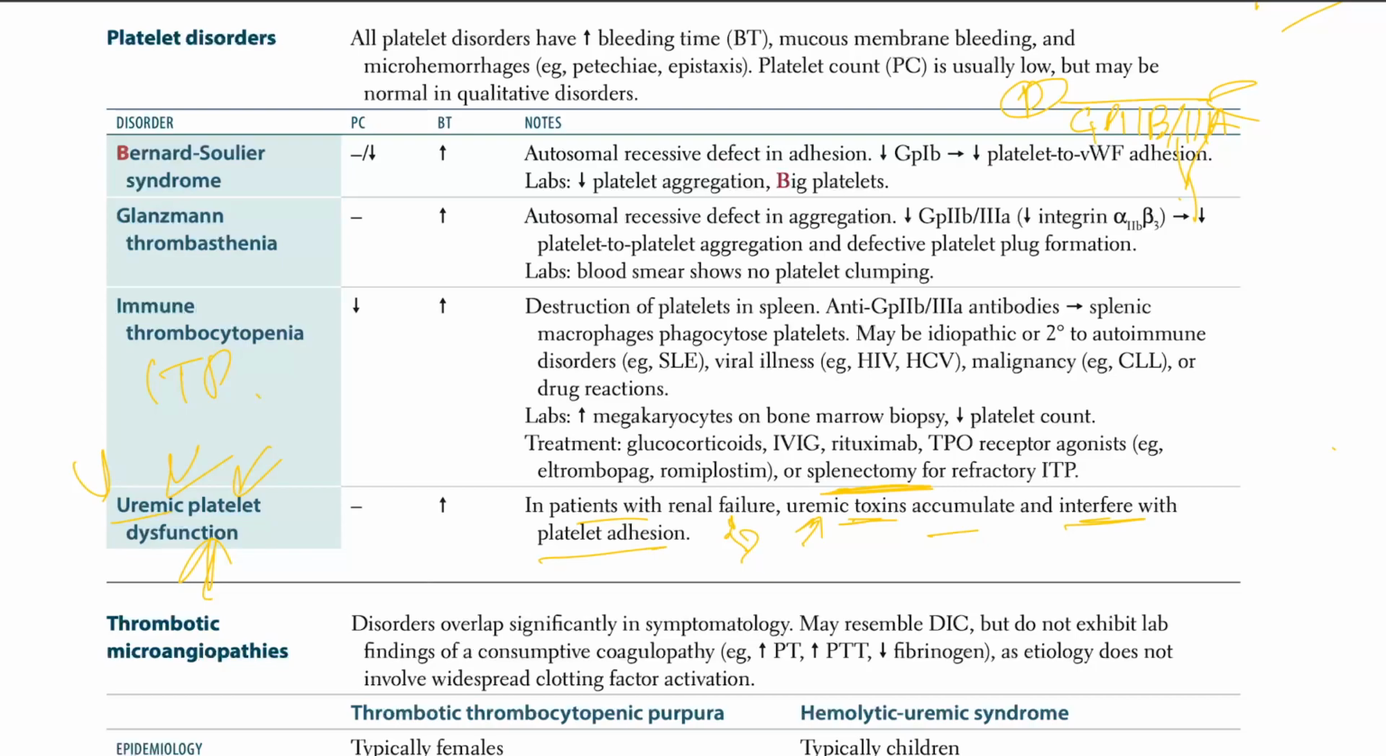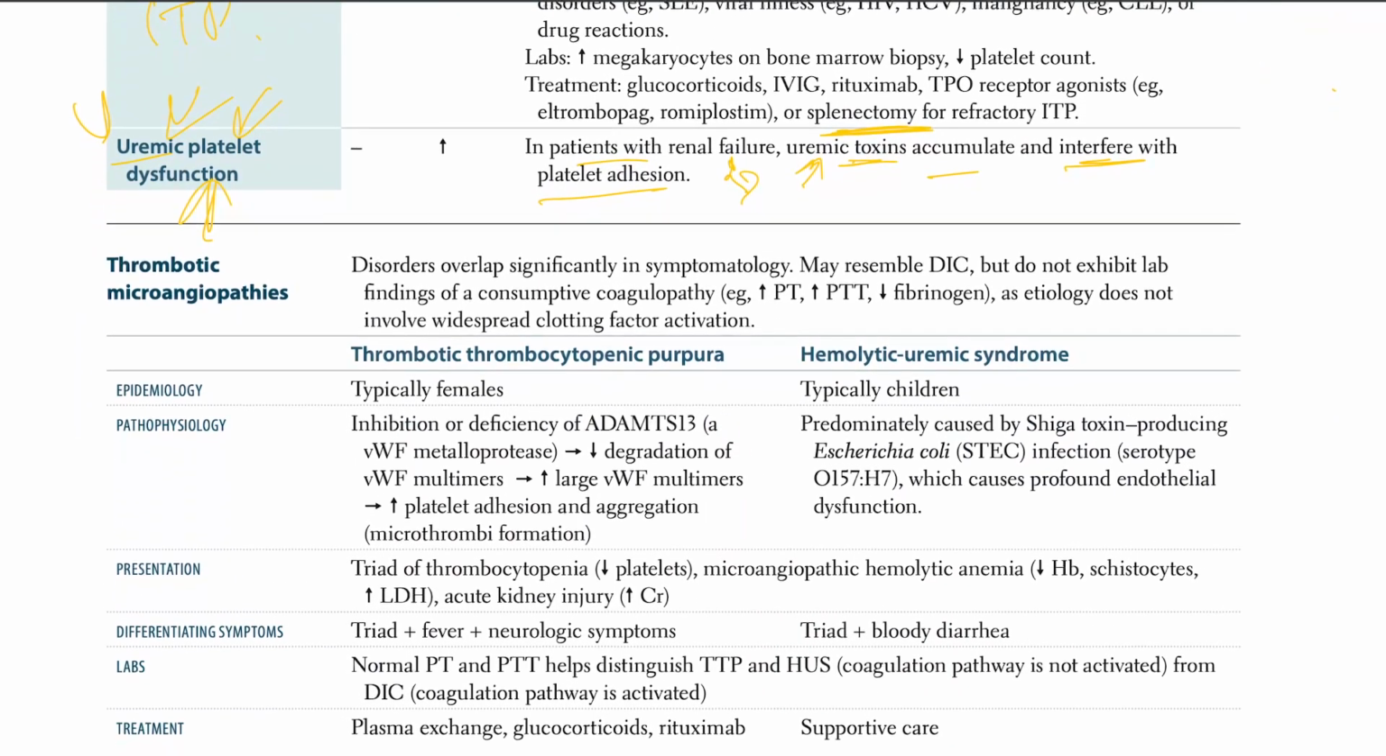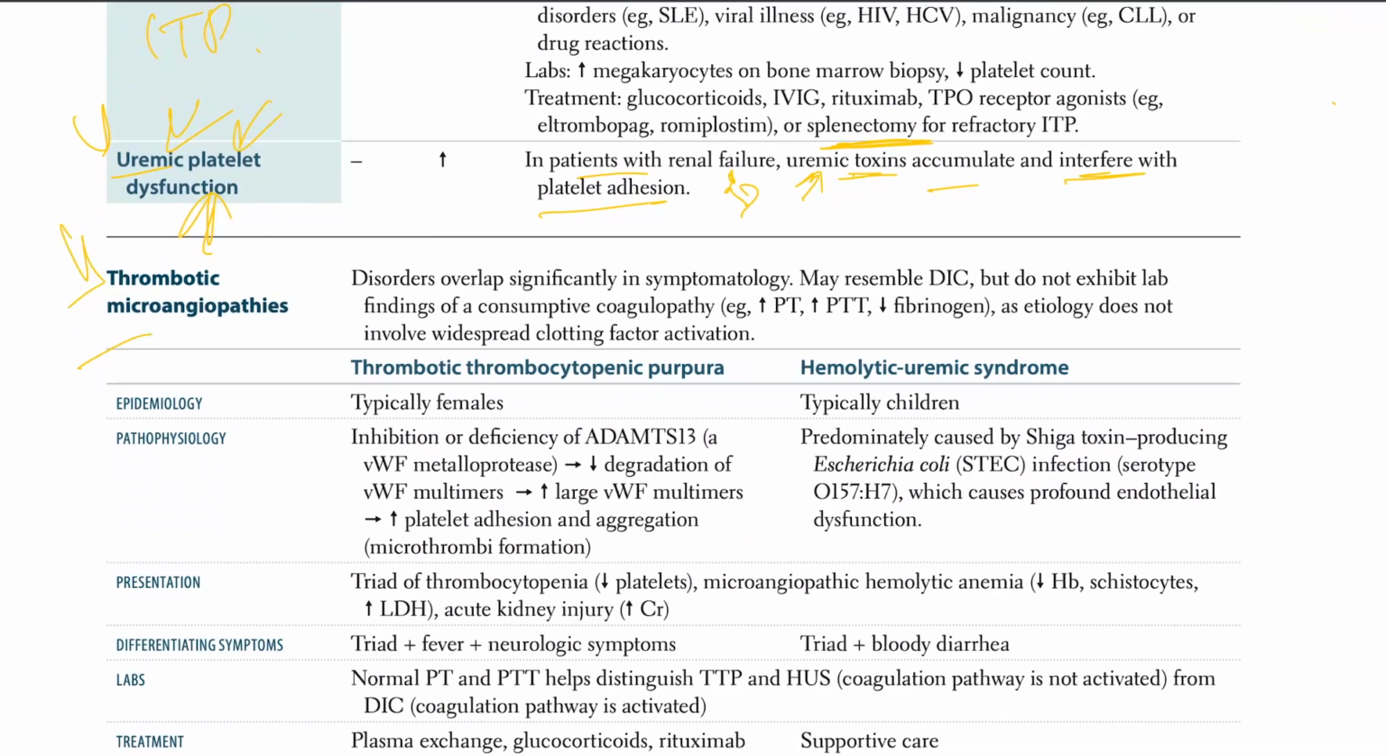That's for the uremia. Moving on with the thrombotic microangiopathies. These are disorders that overlap significantly in symptomatologies, may resemble DIC, but do not exhibit lab findings of the consumptive coagulopathy, for example, increase in PT, increase in PTT, decrease in fibrinogen, as etiology does not involve widespread clotting factor activation.